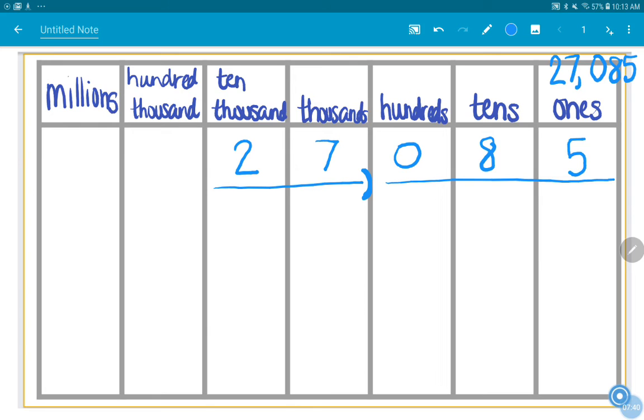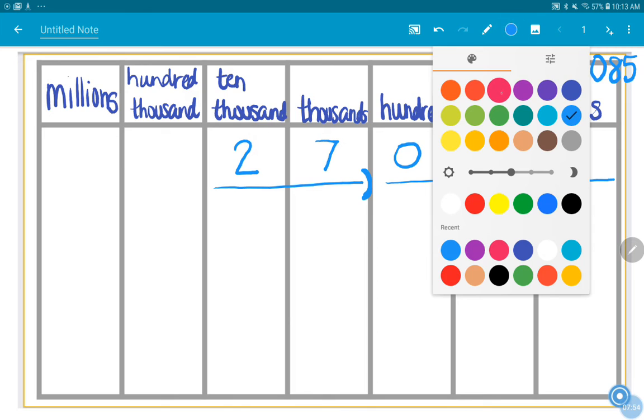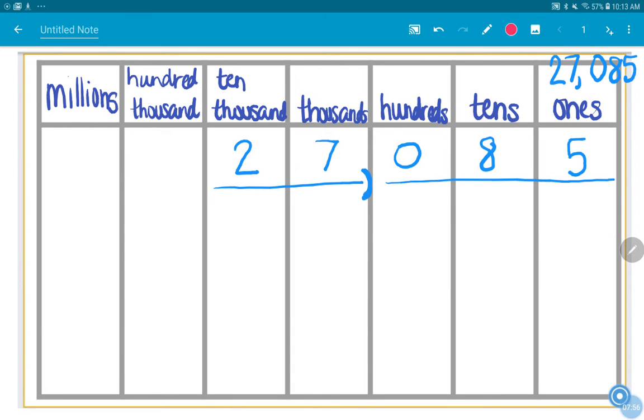Okay, so 27,085. Now underneath, I want you to write the value of each of these digits. So I'm writing the value. What's the value of the digit 2? 20,000.